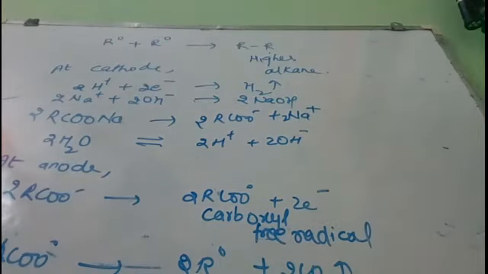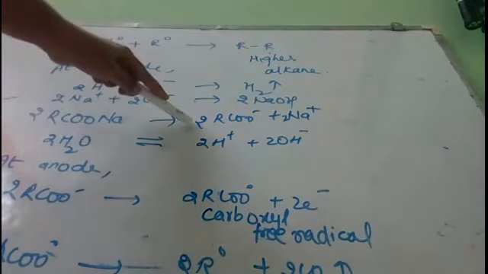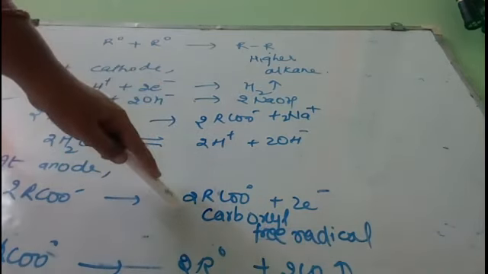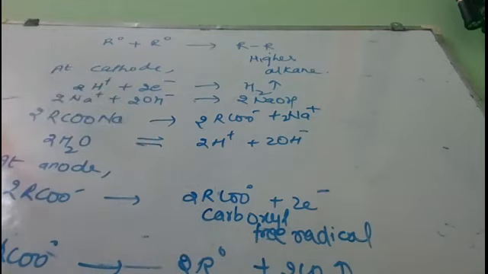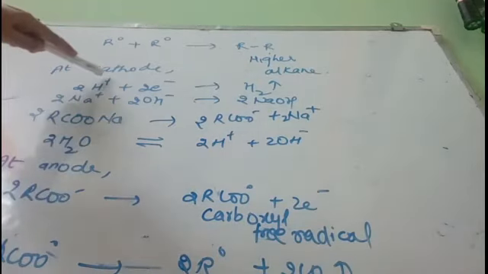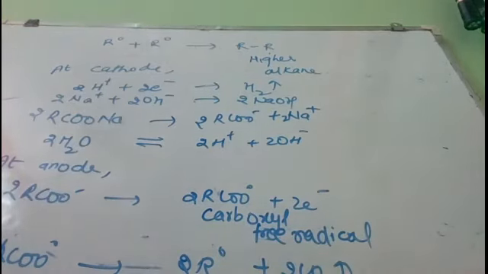So this is the complete reaction which will be there during the electrolysis of sodium salt of carboxylic acid. First of all, sodium salt of carboxylic acid gives you carboxylate ion, which will give you carboxyl free radical on losing the electron. Carboxyl free radical will give alkyl free radical, and these alkyl free radicals will form the higher alkane. Then at cathode, hydrogen gas will be liberated. Sodium ion and hydroxide ion will remain in the solution in the form of NaOH.